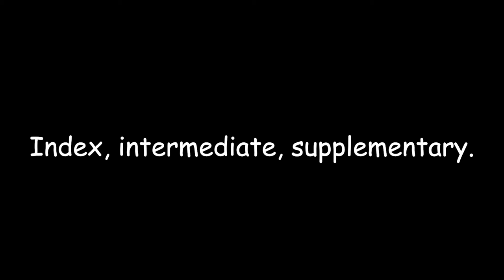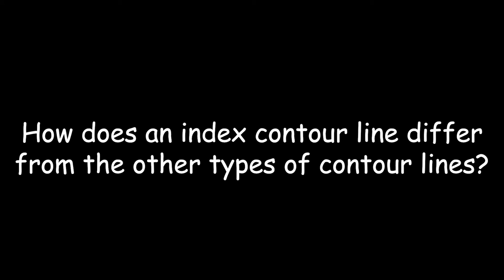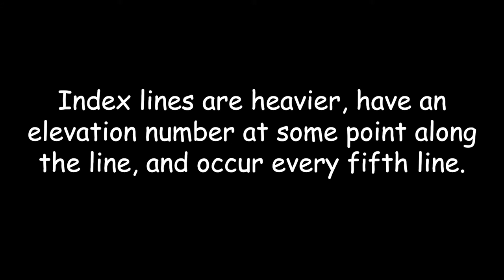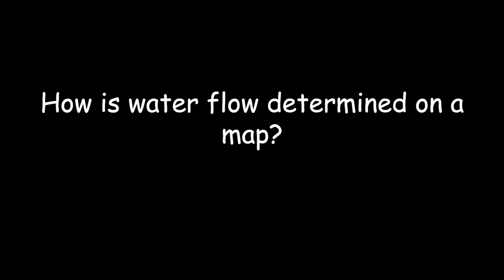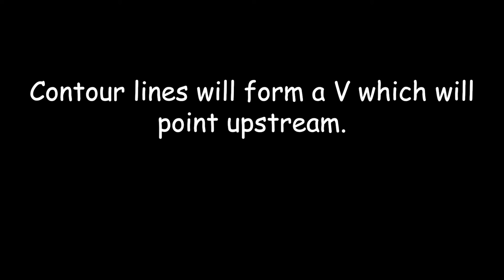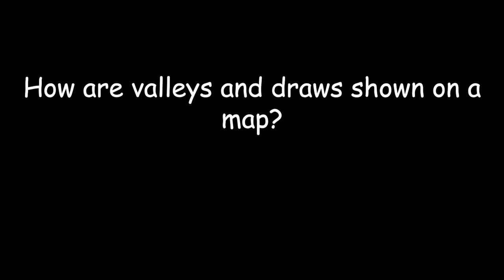Name the three types of contour lines: index, intermediate, supplementary. How does an index contour line differ from the other types of contour lines? Index lines are heavier, have an elevation number at some point along the line, and occur every fifth line. How is water flow determined on the map? Contour lines will form a V, which will point upstream. How are valleys and draws shown on a map? A U or a V-shaped contour line.